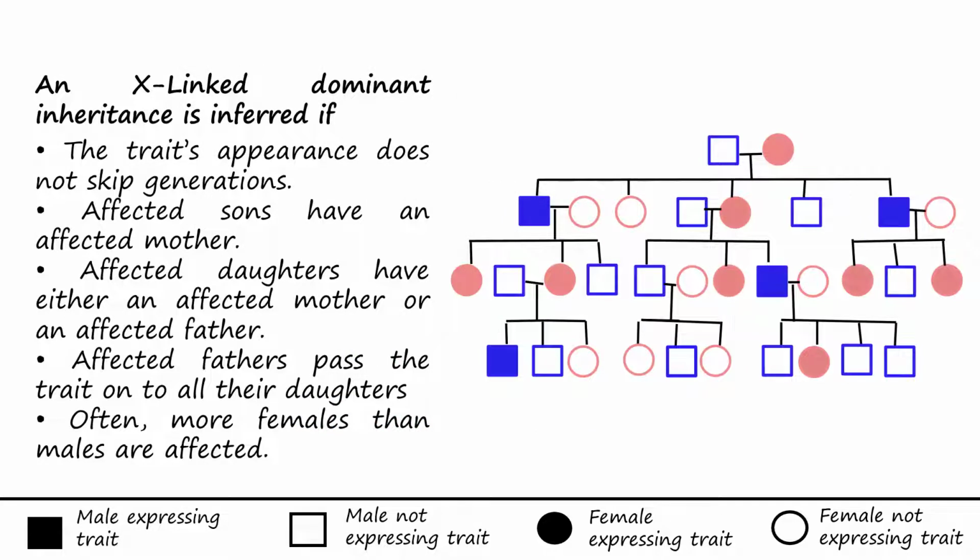An X-linked dominant inheritance is inferred if the trait's appearance does not skip generations, affected sons have an affected mother, affected daughters have either an affected mother or an affected father, affected fathers pass the trait on to all their daughters, and often more females than males are affected.